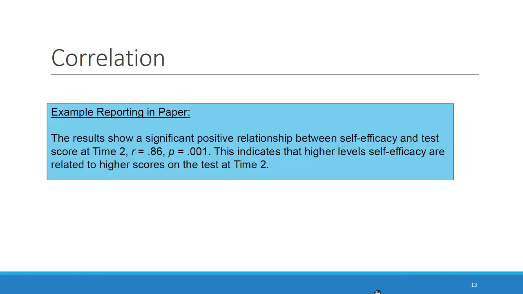Here's an example of how you would report your correlation in a paper. The results show a significant positive relationship between self-efficacy and test score at time 2, r (italicized) equals 0.86, p (italicized) equals 0.001. You want to provide an exact p-value in your paper because that's what APA style dictates. Then you would say this indicates that higher levels of self-efficacy are related to higher scores on the test at time 2.